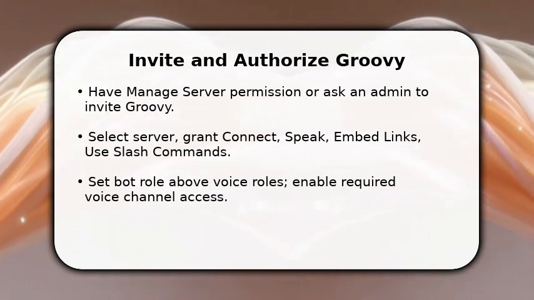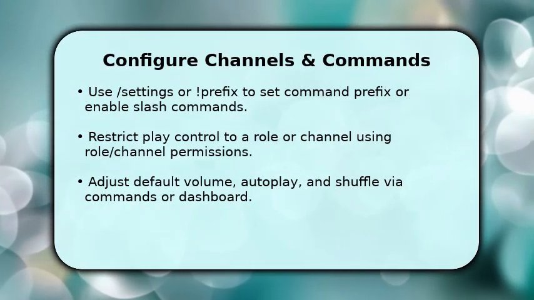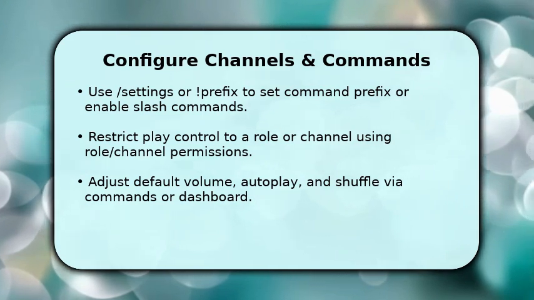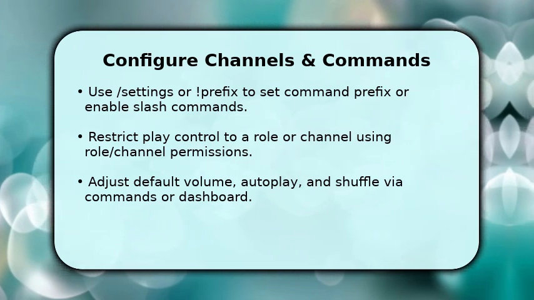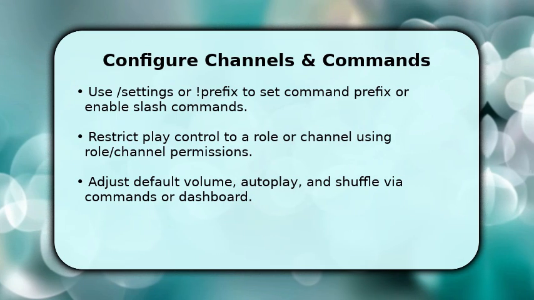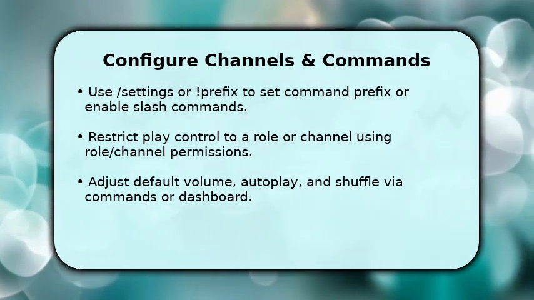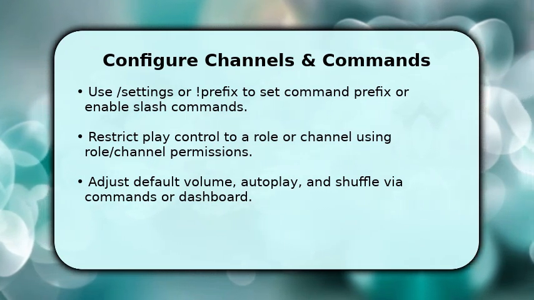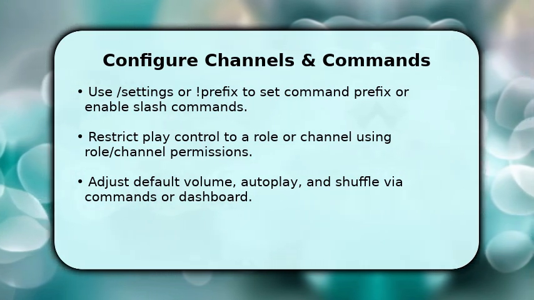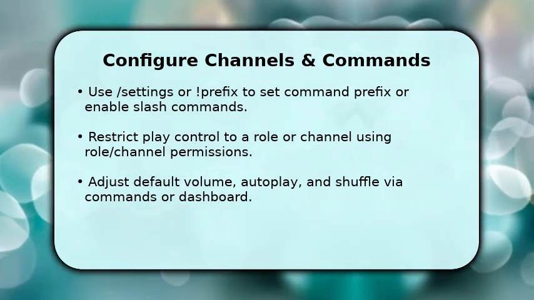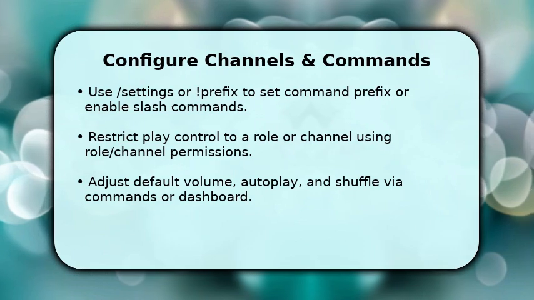You now configure where and how Groovy responds because clear scope prevents accidental interruptions. Start by setting a prefix or enabling only / commands so users don't spam text channels, and then restrict play control to a DJ role or a dedicated music channel. Once done, set a sensible default volume, like 50%, and toggle autoplay or shuffle to match your server's needs. Make sure to test commands in the chosen channel to confirm permissions and behavior before inviting more users.